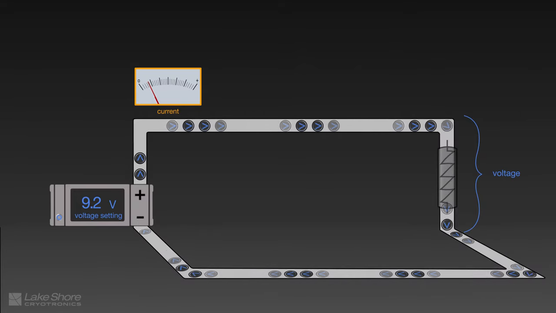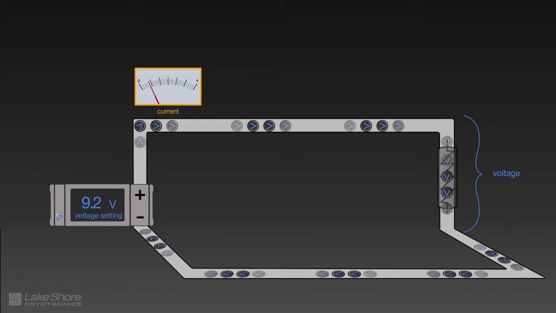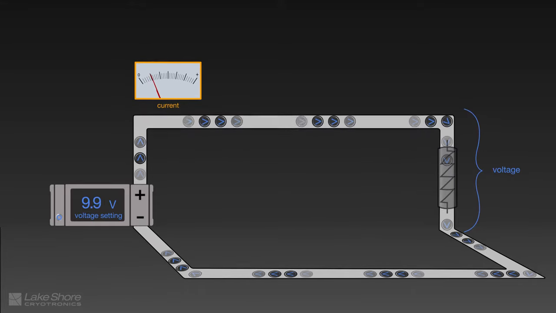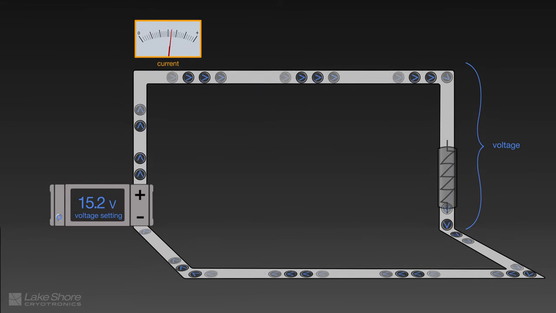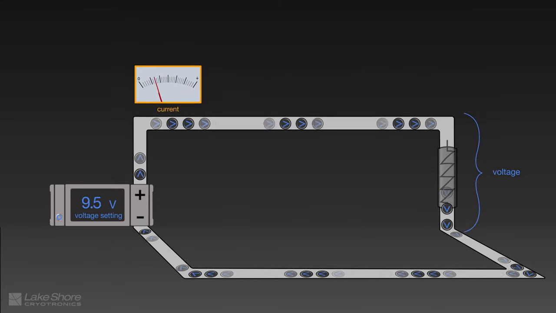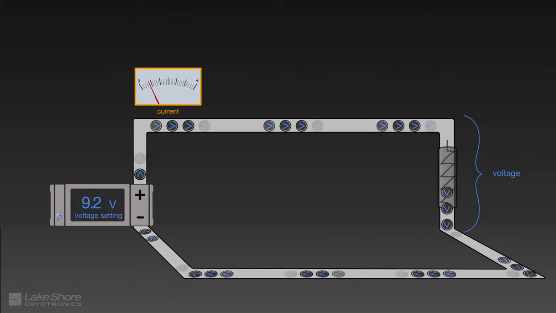This series of animations will attempt to explain how a DC source works in theory, and will also provide some real-world situations that may affect a given experiment. In this scenario, the voltage of the circuit is represented by the height of the circuit, and current is represented by the speed of the particles traveling within the circuit.